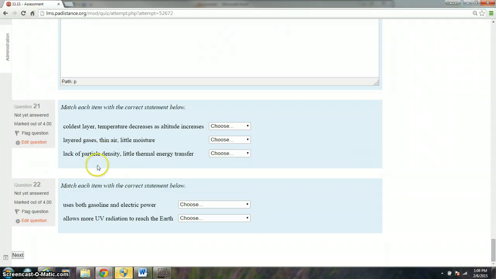Okay, question 22, our last question. Match each item with the correct statement below. So what uses both gasoline and electric power? Air pollution, the ozone hole, the allowance trading system, or a hybrid car? And lastly, what allows more UV radiation to reach the Earth? Air pollution, the ozone hole, the allowance trading system, or a hybrid car?